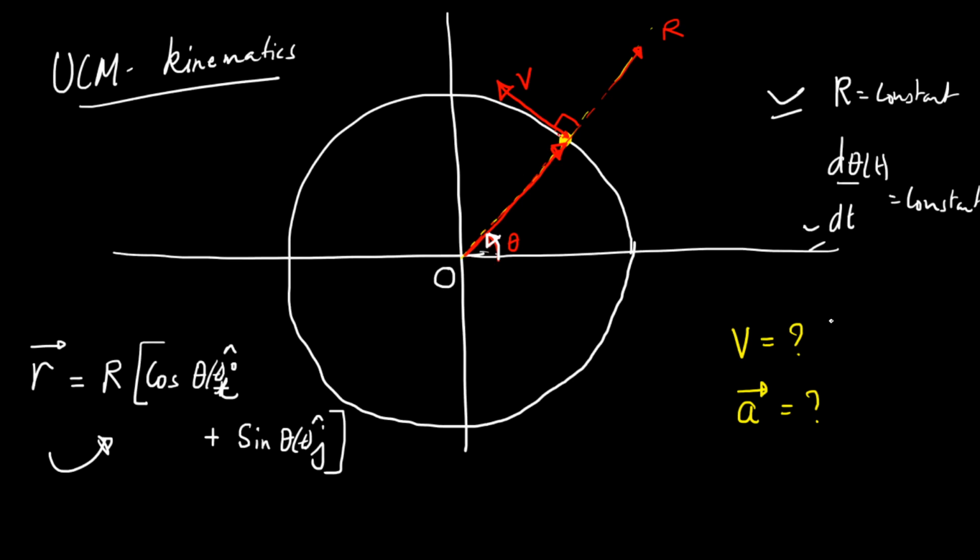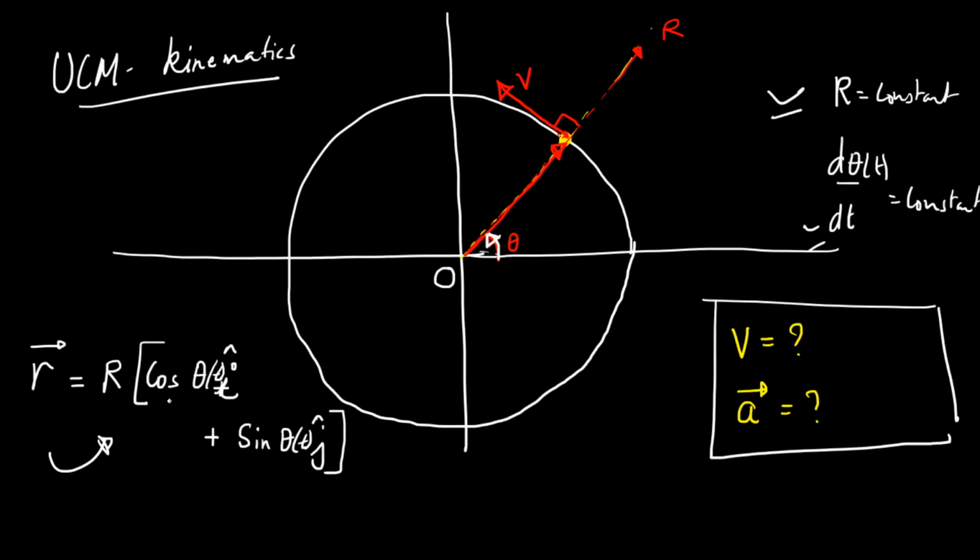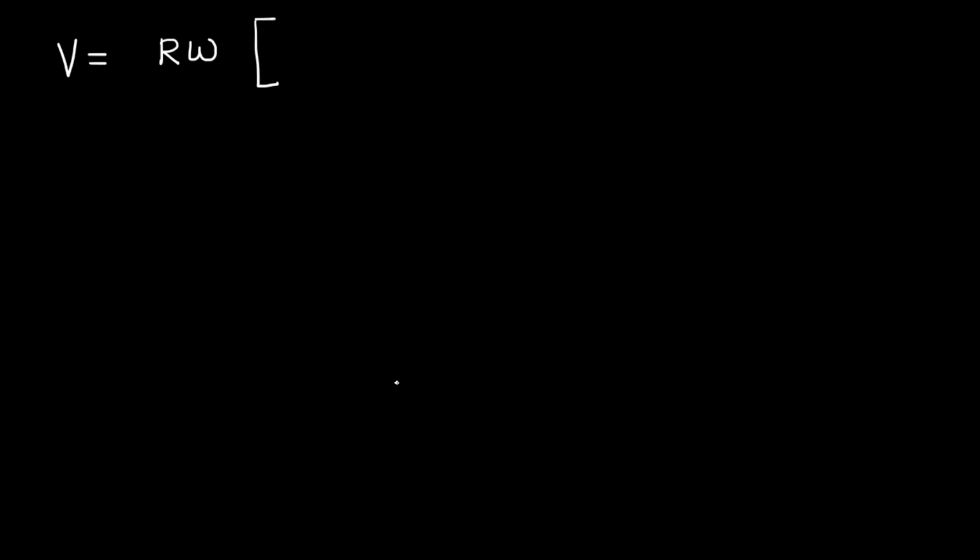What I want to remind you is that we were able to give the answers very neatly in the form of vectors for velocity and acceleration. So just to remind you, v turned out to be r omega, and we all know what omega is. And if I remember correctly, the derivative of cos theta is minus sine theta. So minus sine theta into omega. Omega is outside. Minus sine theta i plus cos theta j.